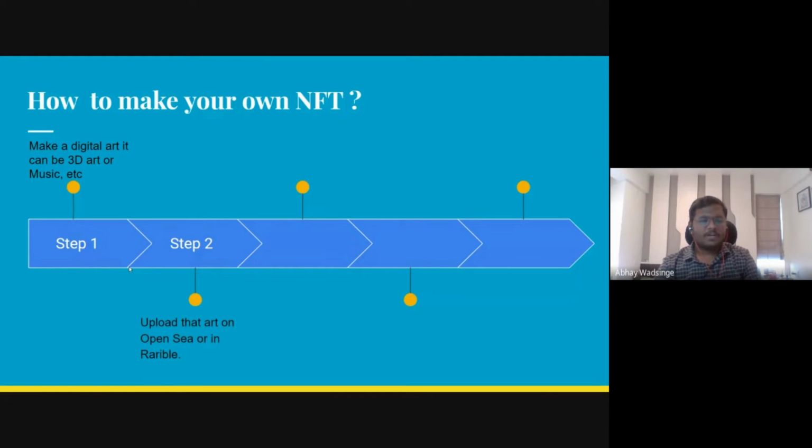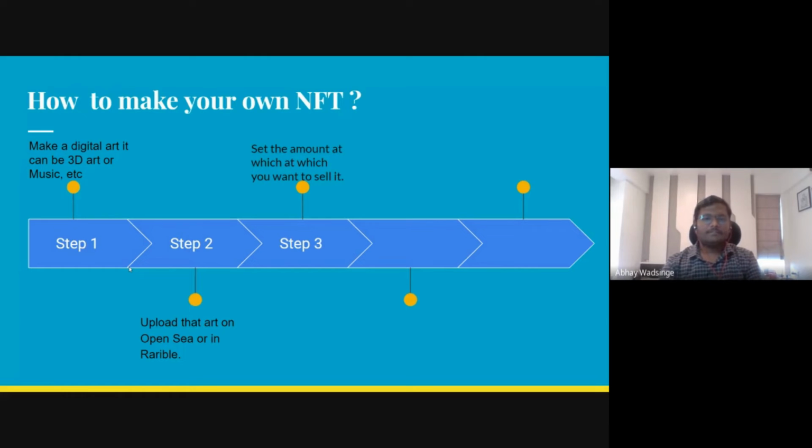Then step two is to upload the art on OpenSea or Rarible. On these two platforms, you can sign in and create your digital account. And there's one thing: you should have some Ethereum coins with you when you are doing transactions on OpenSea or Rarible. You must have some Ethereum with you, which will cost you around 7,000 to 8,000 rupees, sorry, meaning $100 to $200 around. That's the minimal investment it requires.